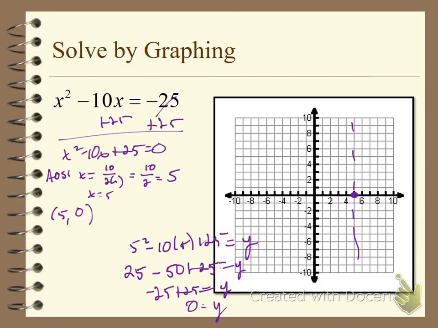Again, if you've been paying attention, then you already know what the solution is. Now, look, the vertex is on the x-axis, and it doesn't matter if it opens up or opens down. That means we're only looking for one solution. That solution is 5. So we already know that our solution is 5. We can continue graphing if we'd like.